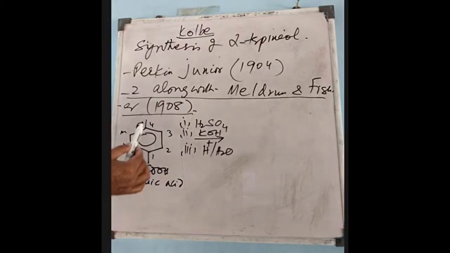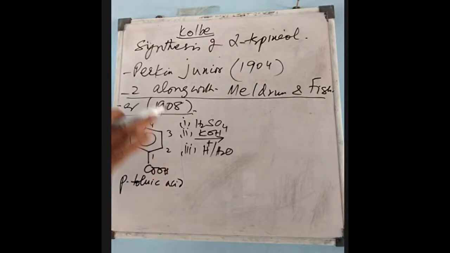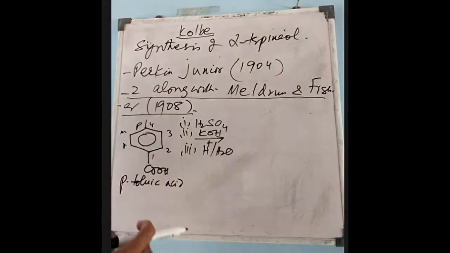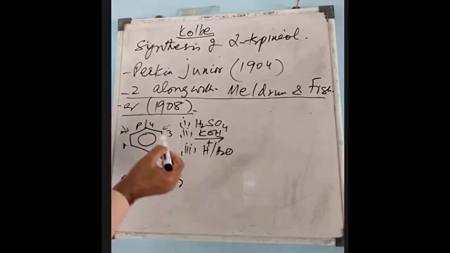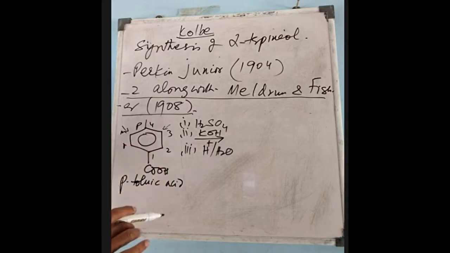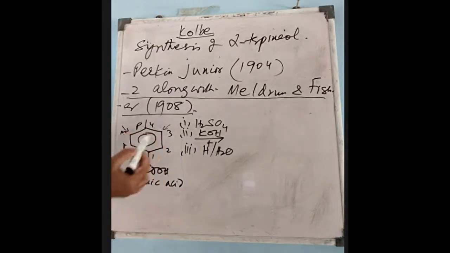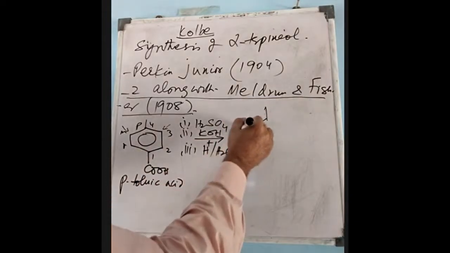You see, the methyl group is an ortho para directing group. The carboxylic group is a meta directing group. And whenever two such groups are present, the meta directing group controls the position. With respect to this, these are the meta positions. The ortho position will not be affected. So normally the OH will be introduced either on this side or this side. The same compound is produced.